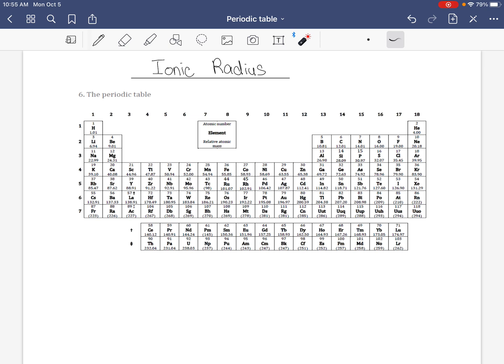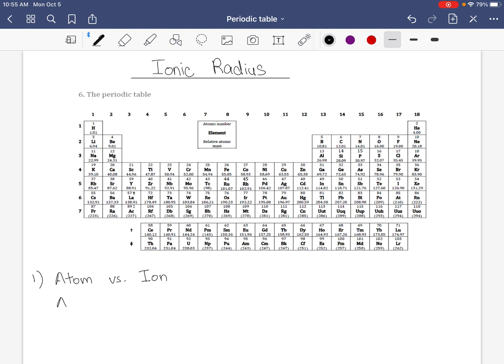Well, we're going to do a couple of things. We're going to compare a couple of things. First, we want to compare the difference between an atom and its respective ion in terms of size. Then we're going to look at how the size of an ion changes from one element to another. So let's take a look at the first one. Number one, atom versus ions. Which one is bigger, smaller, whatever?